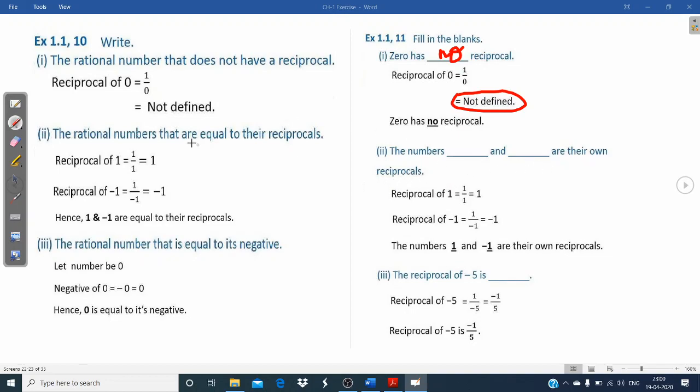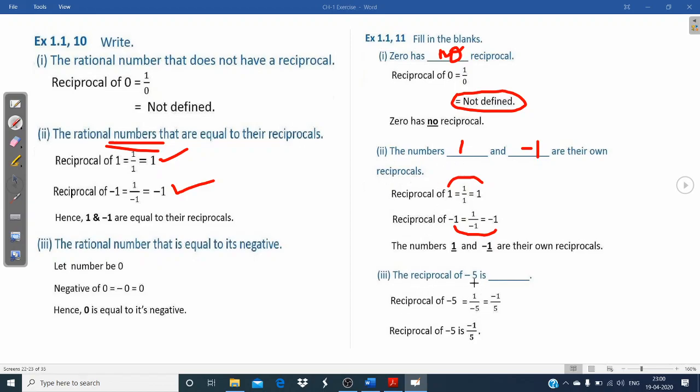Second part, the numbers dash and dash are their own reciprocal. In the last question we have seen which rational numbers are equal to their reciprocal: 1 and minus 1. Because the reciprocal of 1 is also 1 and the reciprocal of minus 1 is also minus 1. So 1 and minus 1 are the two numbers which are equal to their reciprocal.